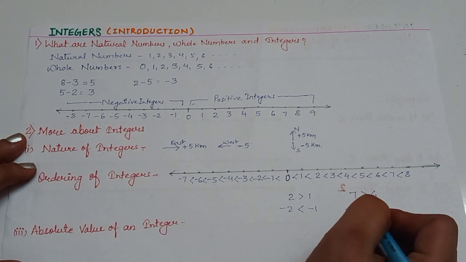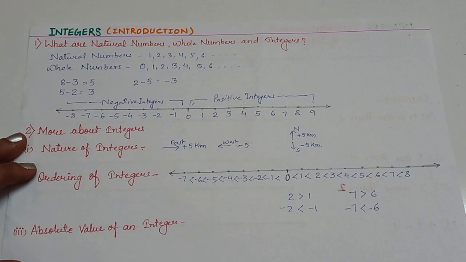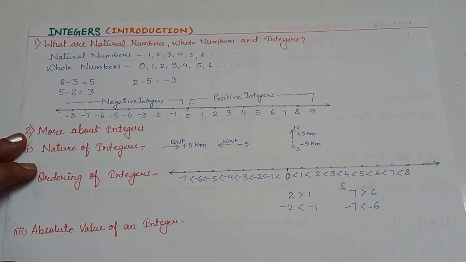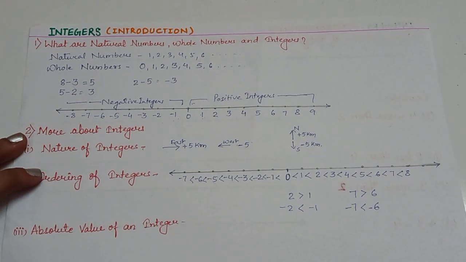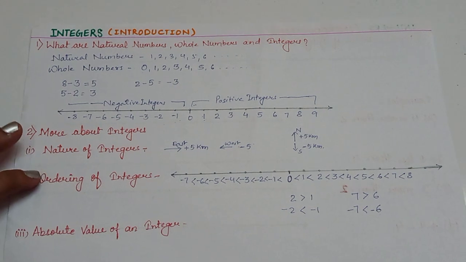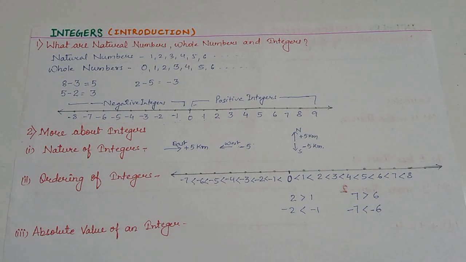So here -6 will be greater than -7. This was all for ordering of integers. Now let's get back to absolute value of integers. What is the absolute value of an integer? Absolute value of an integer is simply the value of the integer regardless of its sign.